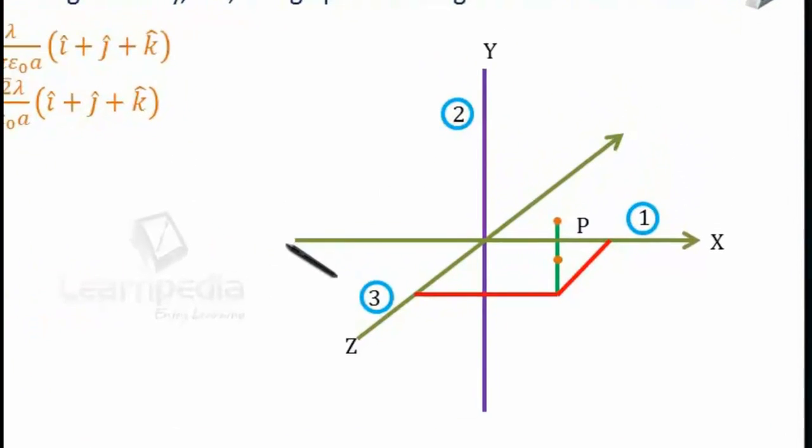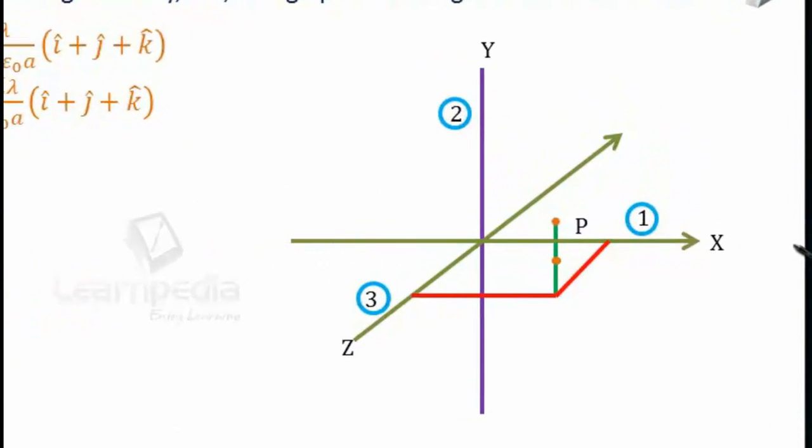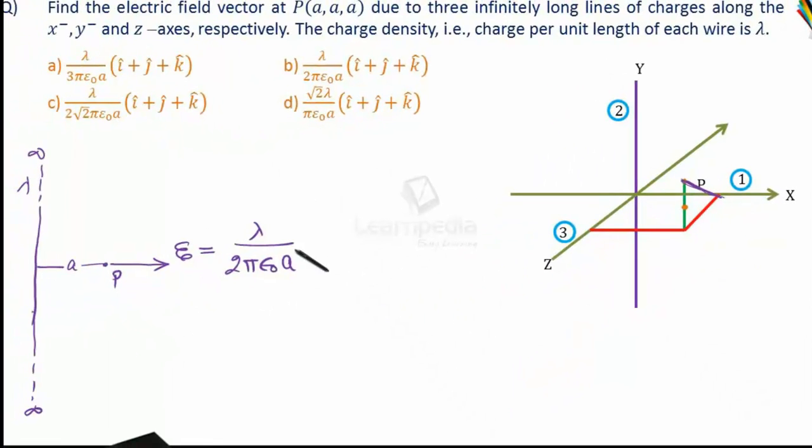So let us first select a wire which is kept along the x-axis. What should be the perpendicular distance from this point? If we join this point to the x-axis, this is the perpendicular distance. And what is that perpendicular distance? a squared plus a squared, that means a under root 2. So in place of a, let us write d just for some time, so that in all these three cases d is going to be a under root 2. So a under root 2 is the perpendicular distance of this point from these three wires placed along the x, y and z axis.